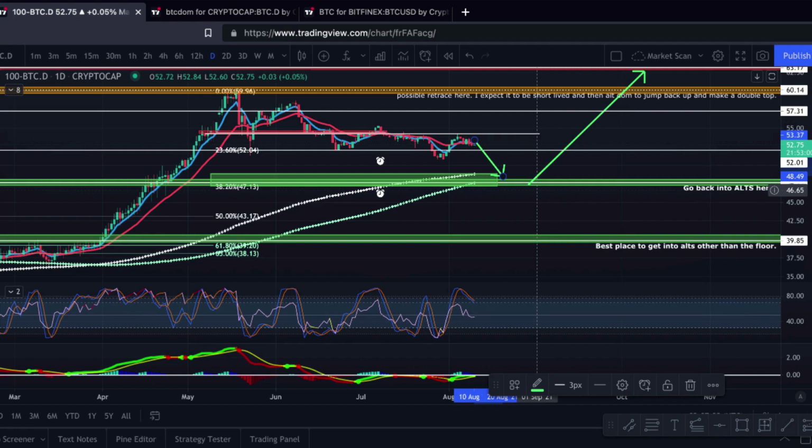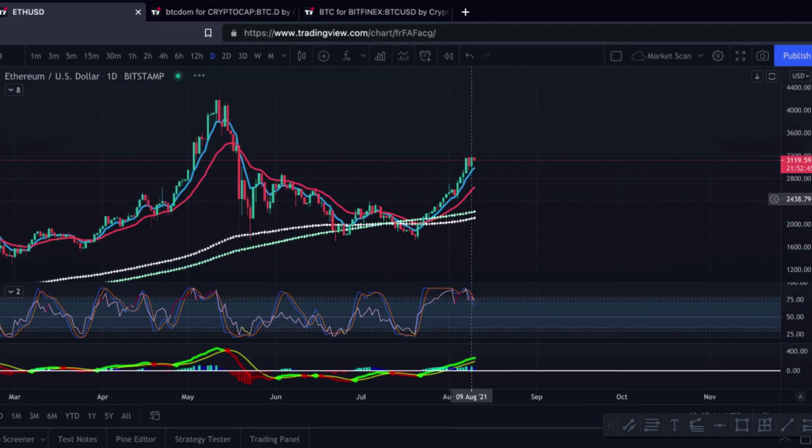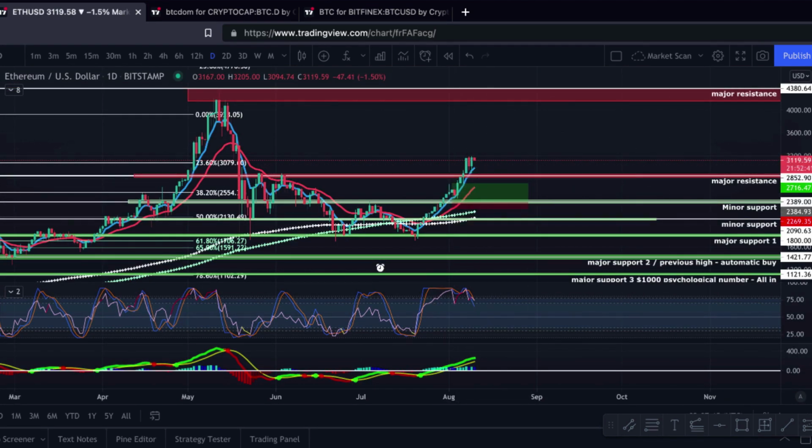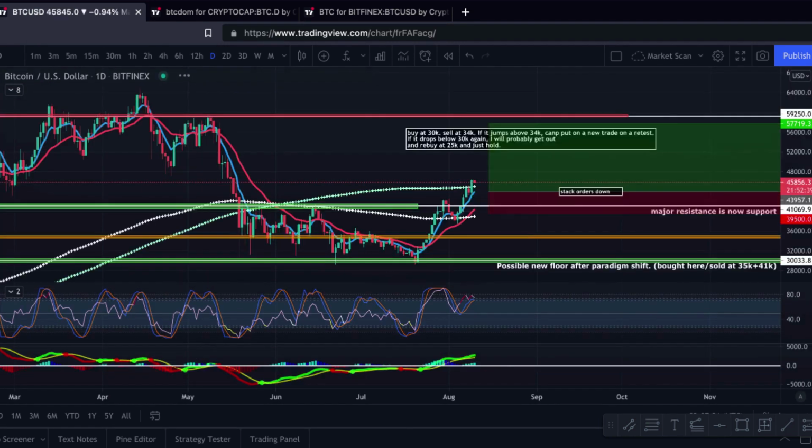So I'm still gonna wait for most alts right here, even though I don't really understand how alts have been going down over the last few days when Ethereum has been just absolutely dominating. Ethereum has been going up way more than Bitcoin is, right?